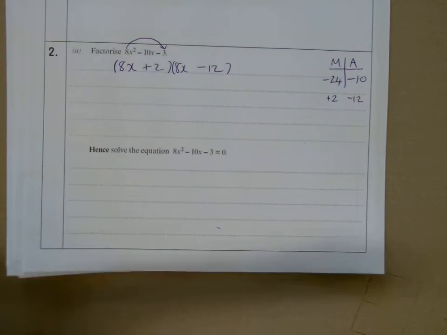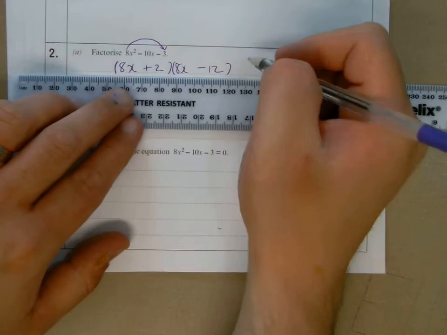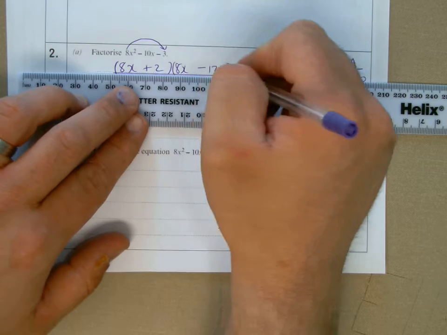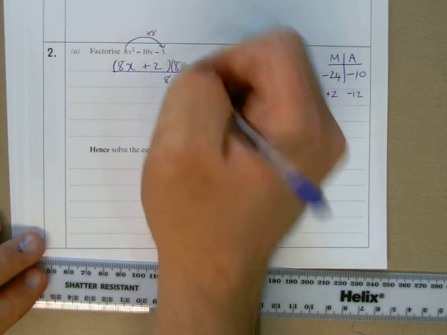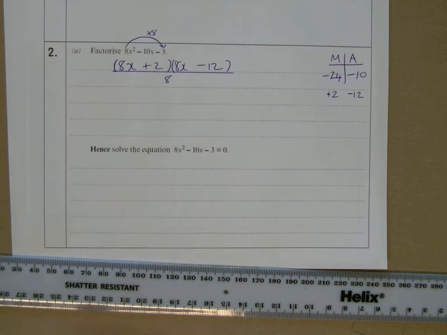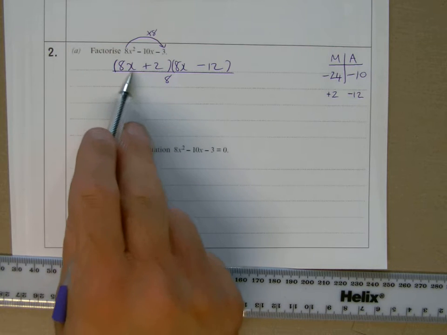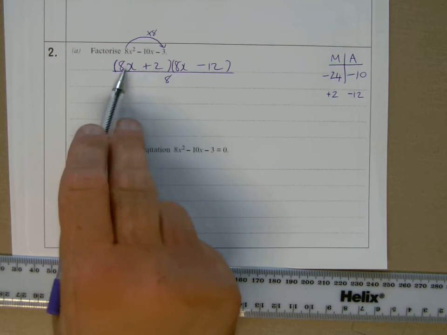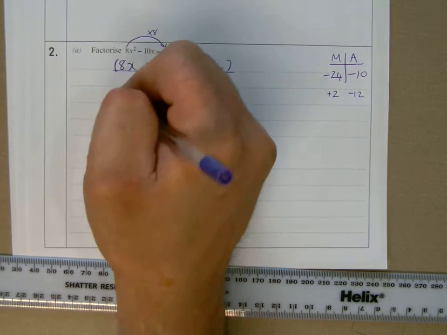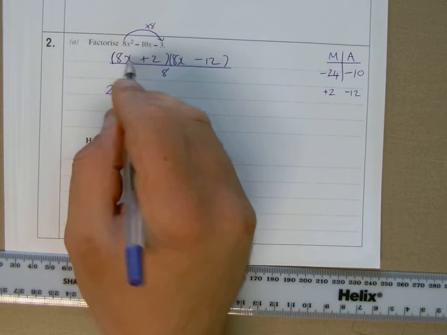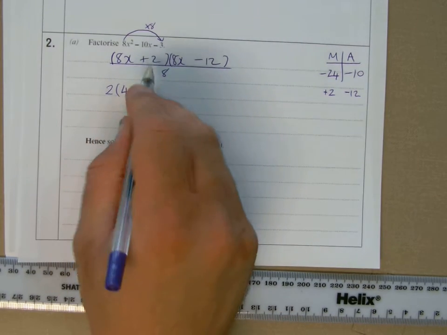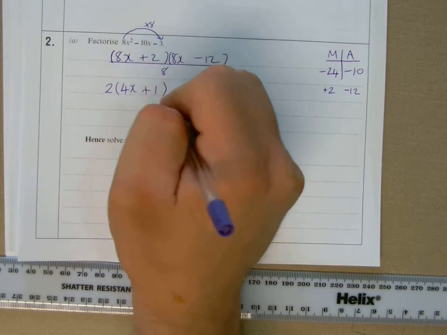Now, with this method, of course, we've got to pay back. Because I times by 8 here, we need to now divide by 8. And to do that, you look at each bracket and look for common factors. In that first bracket, you've got 8 and 2. So clearly 2 is a common factor, so we can take out 2. 2 times 4x gives me 8x, and 2 times 1 gives me 2.